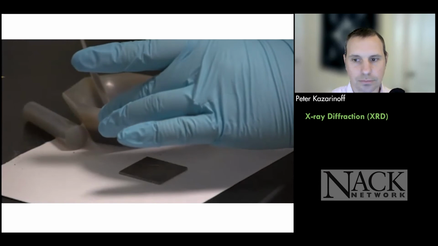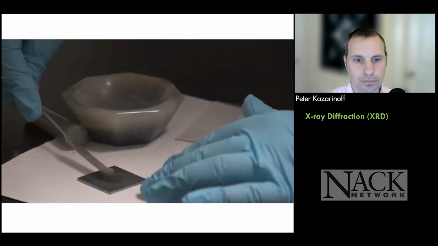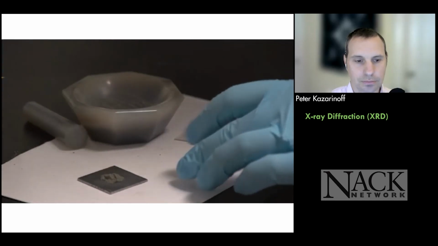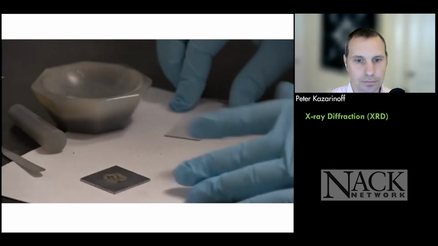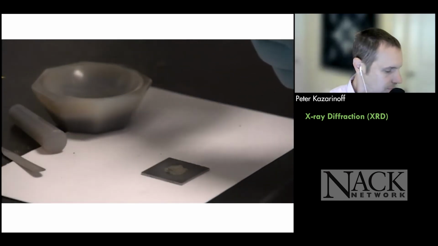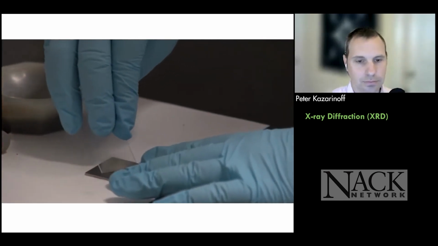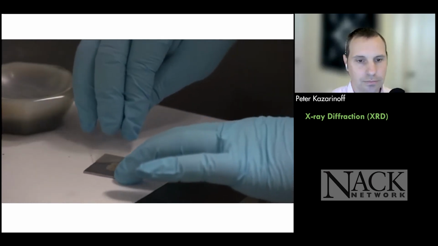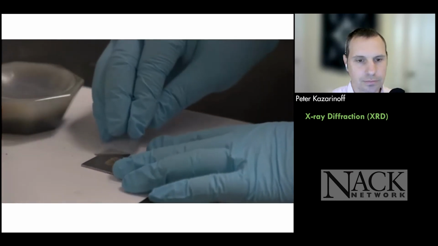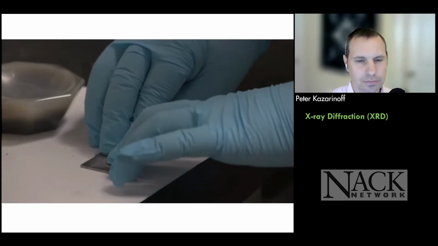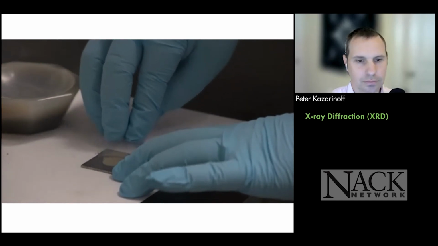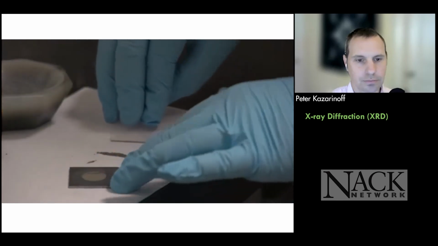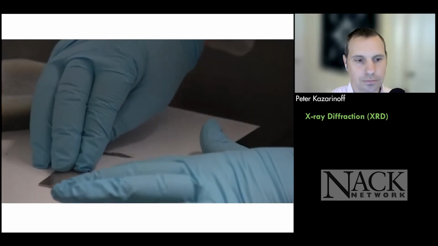Okay. So I'm going to take a little bit of that powder and I'm going to put it in the cavity. I want a little bit more than it takes to fill the cavity. And then I'm going to take my glass slide and I'm going to use the edge of the slide to move the sample into the center of the cavity. And then I'm going to use the flat part of the slide to level this out, with the goal being to make the surface of my powder level with the surface of the sample holder.